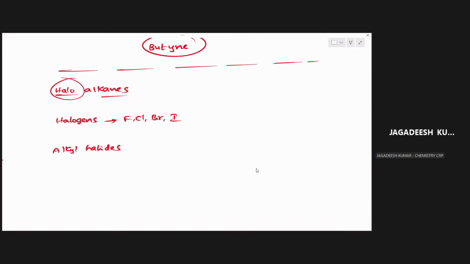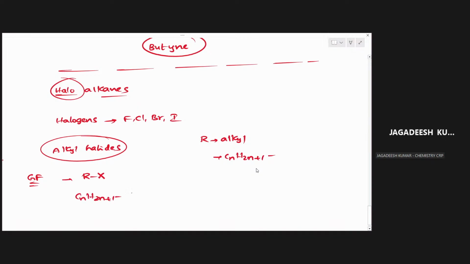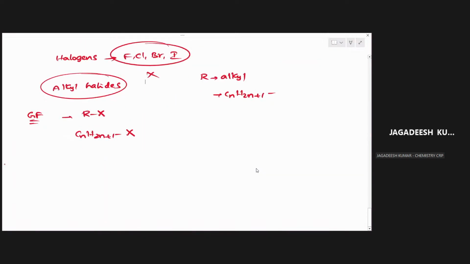So here, alkyl halides. First of all, different names are there, but we discussed alkyl halides. The general formula of alkyl halides is RX. Here, R means what? I already told you, R means nothing but an alkyl group. Alkyl group means CnH2n+1. So here R means CnH2n+1 and X means either fluorine, chlorine or bromine. So this is the general formula for alkyl halides.